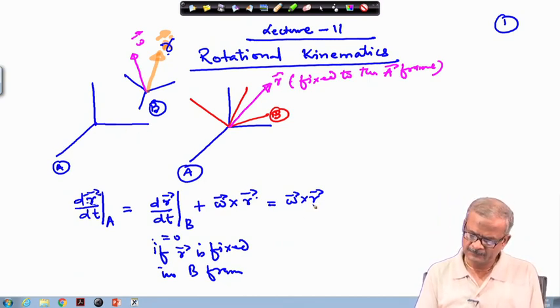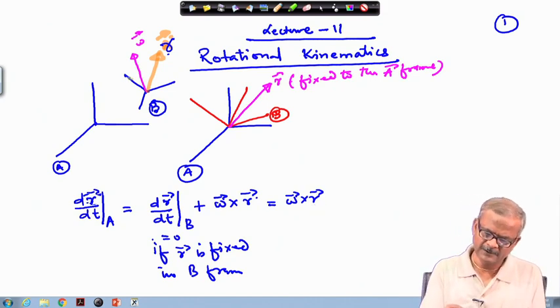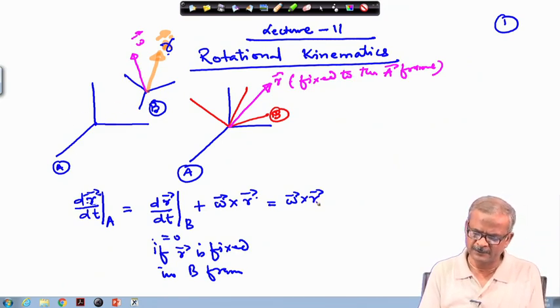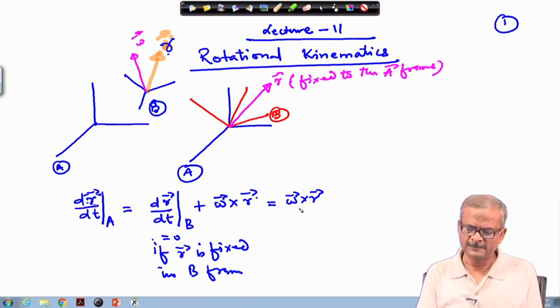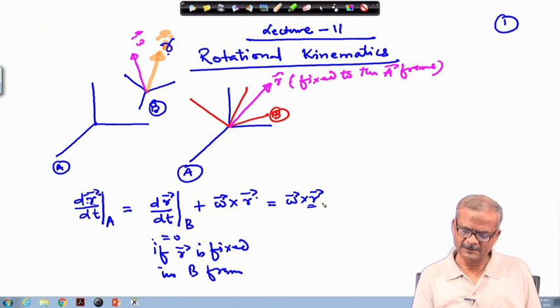If you write components, there are different ways of doing it. If you are looking in the body terms itself, this is often called the body frame and this is called the inertial frame. Whether you are looking in terms of body frame or inertial frame components, accordingly we can break it.